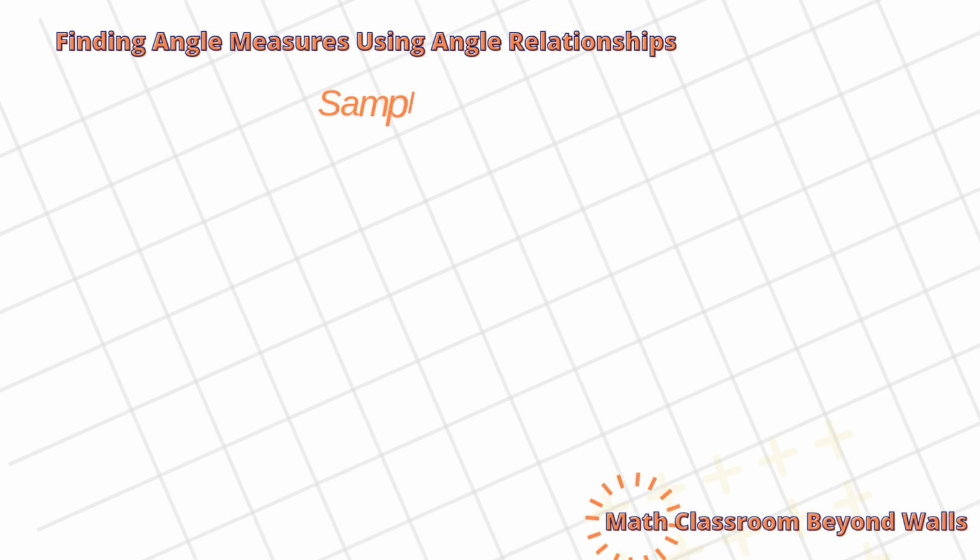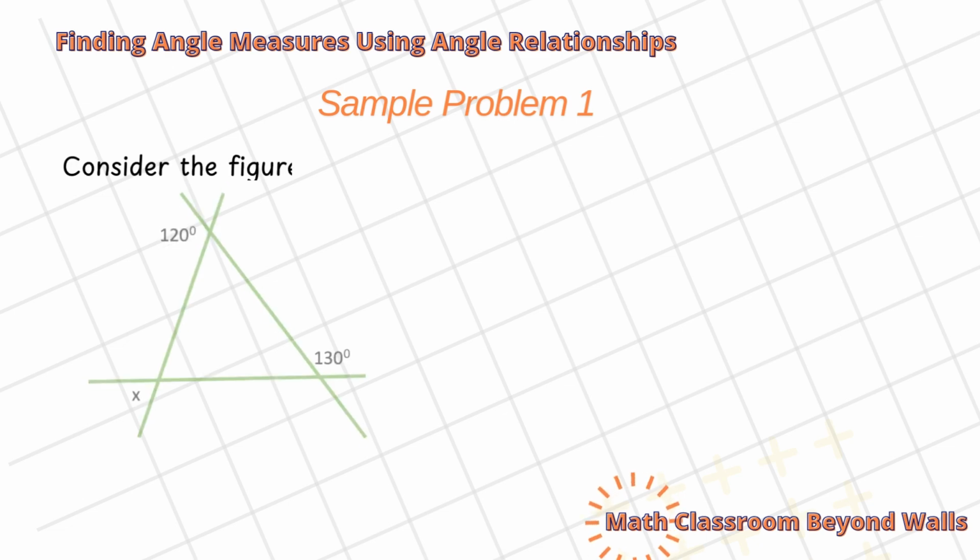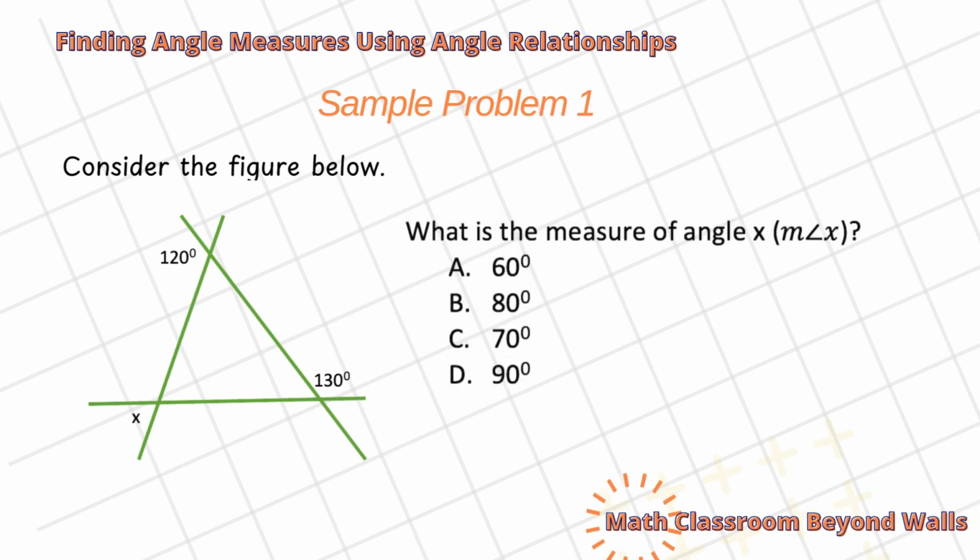Let us begin with sample problem 1. Here's the problem. Consider the figure below. What is the measure of angle X? Option A, 60 degrees. Option B, 80 degrees. Option C, 70 degrees. Option D, 90 degrees.